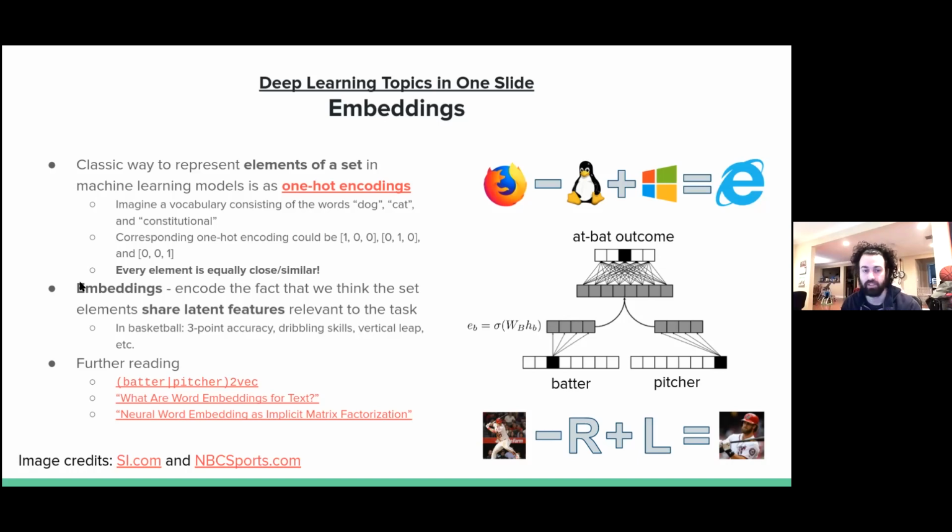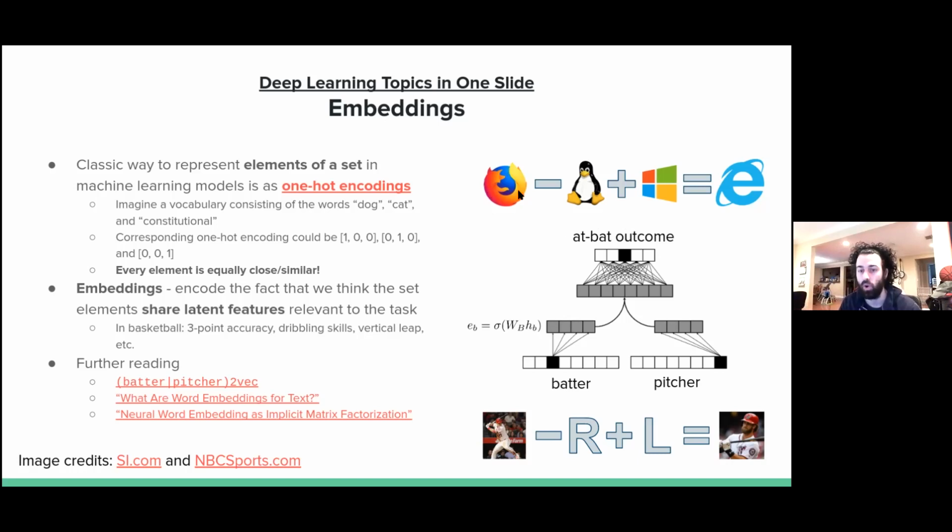And so embeddings encode the fact that we think elements in the set share latent features that are relevant to the task. So for basketball, the players have these latent skills, for example, their 3-point accuracy, their dribbling skills, their athleticism, things like that, that we'd like to be able to exploit for our trajectory forecasting task. And just as an example, up here are some word embeddings I trained when I was an employee at Red Hat. One really interesting aspect of these word embeddings is that you can do algebra with them that corresponds to analogies.